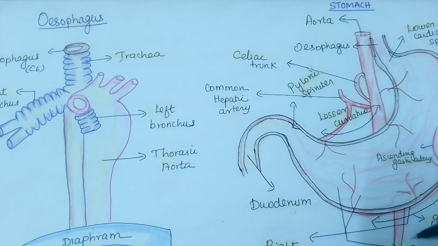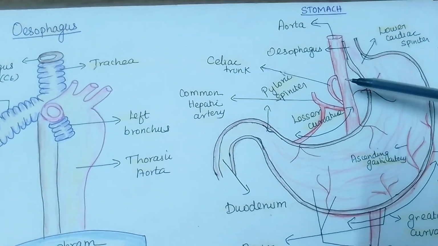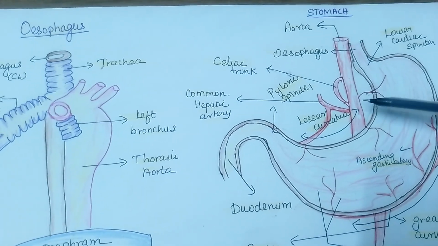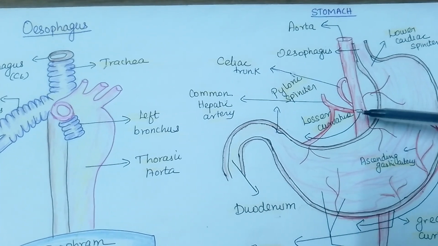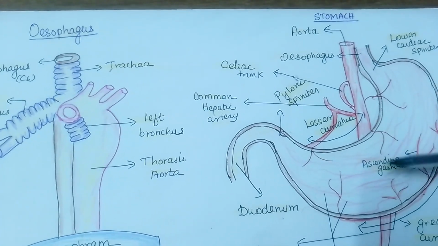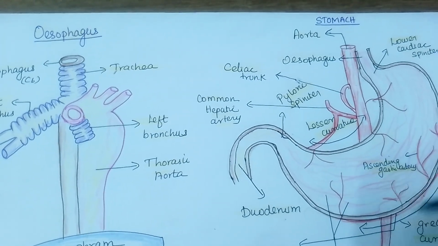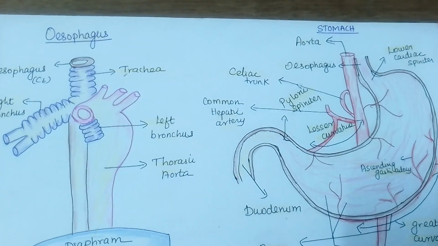Nerve supply, if you see, is sympathetic and parasympathetic. The sympathetic nerve supply is T6 to T10, and the parasympathetic is the anterior and posterior gastric nerves from the vagus. So there is motor supply to the gastric muscles, and also acids, hydrochloric acid and others, will be secreted.